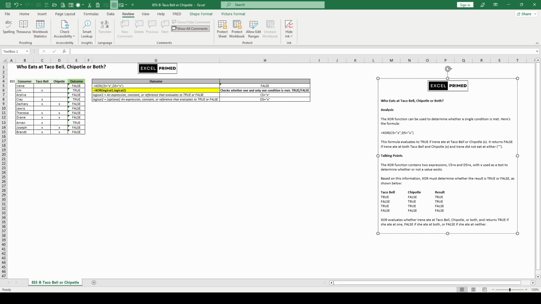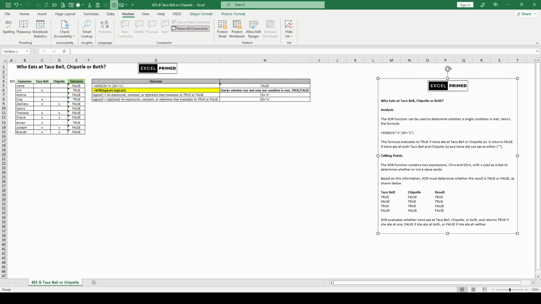The XOR function, what is it? Well, it checks whether one and only one condition is met. It's a true or false. So here, we're going to ask, did Irene eat at Taco Bell? Well, the column says no. And then the next, did Irene eat at Chipotle? No. So XOR is going to identify that and say it's false.